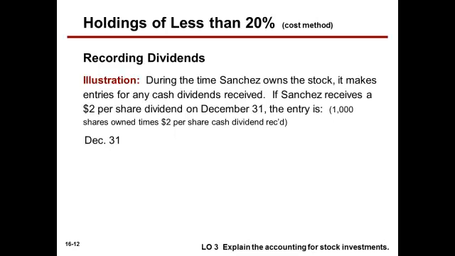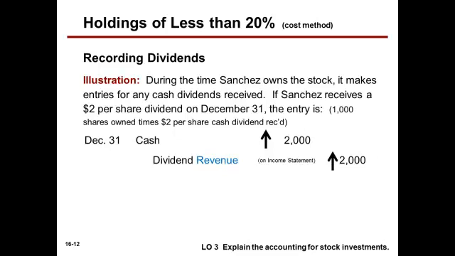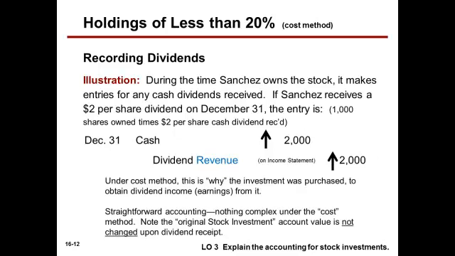Continuing this example, during the time that the Sanchez Corporation owns this stock, it'll make entries for any cash dividends received. So if Sanchez receives a $2 per share dividend on December 31st, the entry is as follows. So it's 1,000 shares times $2 per share cash dividend, or a $2,000 cash dividend. Debit cash, increasing that account, and credit dividend revenue, $2,000. Increasing that account will appear on the income statement.